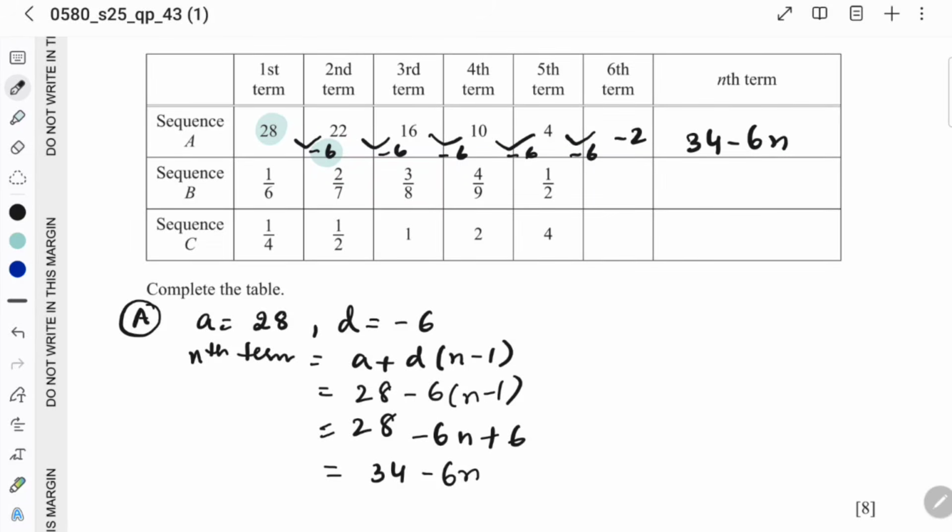The sequence B. See the numerator and denominator separately. You have 1, 2, 3, 4, 5. Alright, so this is 5.